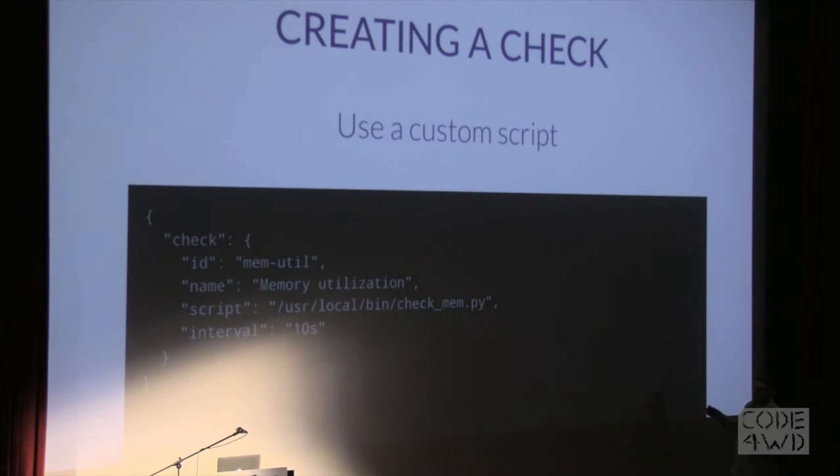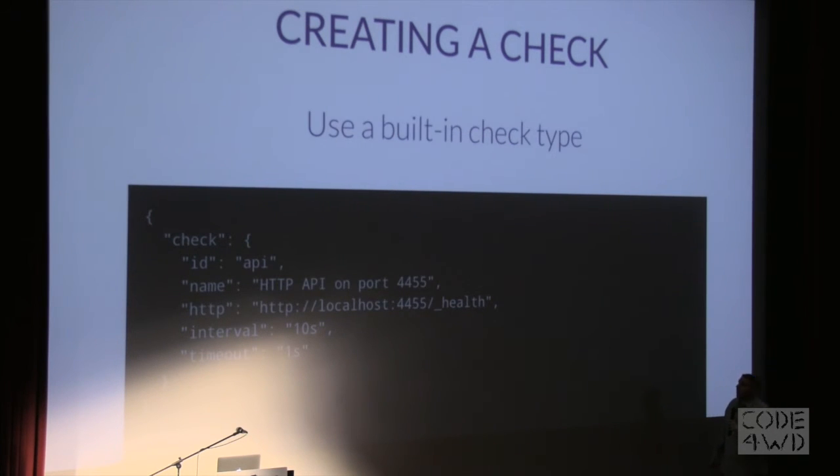And here's what it looks like to create a check. Here's a simple memory utilization check. It's a tiny Python script that already exists on the system, and we're going to run that every 10 seconds. So every 10 seconds, we're going to ask Consul to execute this script. If the exit status of that script is 0, we're good. If it's 1, we're warning. If it's anything else, we're going to mark this node as failing. There are also built-in checks, as I said. There's a built-in HTTP check and a built-in TCP check. Those are basically liveness checks.